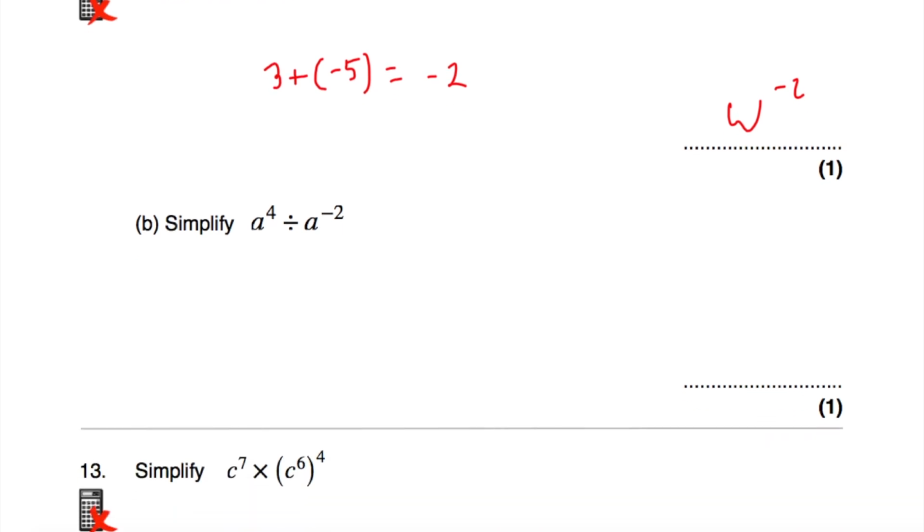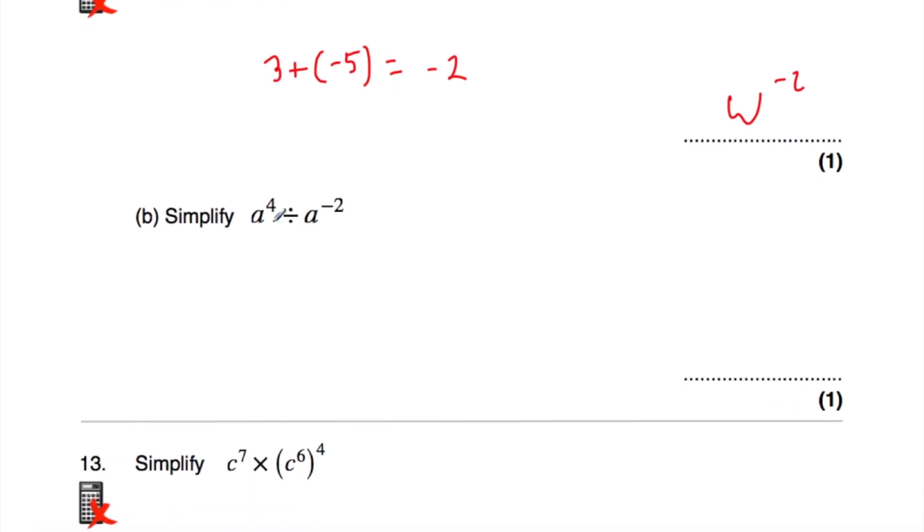Okay, next, we've been asked to simplify a to the power of 4 divided by a to the power of negative 2. So we're going to take away the powers, so it's going to be equal to a to the power of something. So we're going to do 4 take away negative 2. So we're subtracting a negative. When you subtract a positive, you go down. When you subtract a negative, you go back up. So we're going to go back up 2, or we're going to do 4 plus 2. And 4 plus 2 is equal to 6.